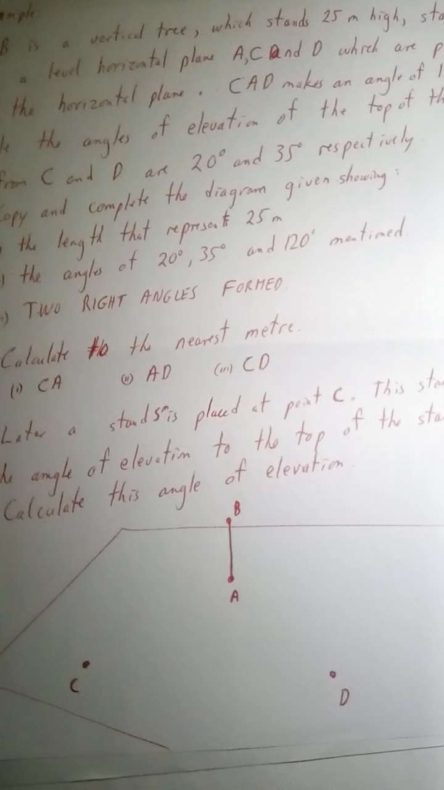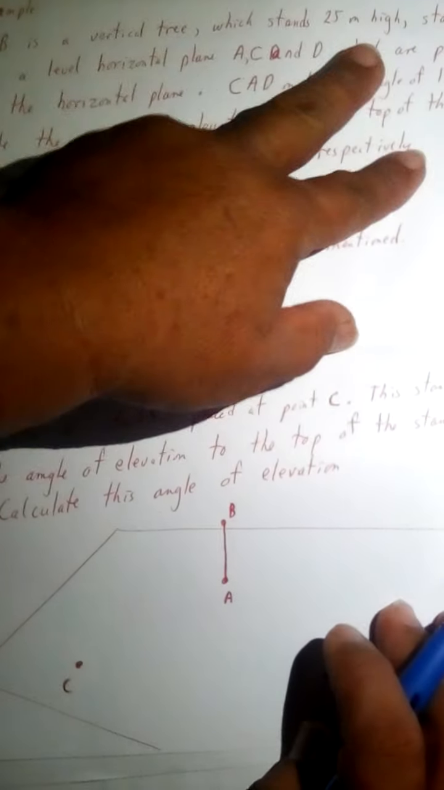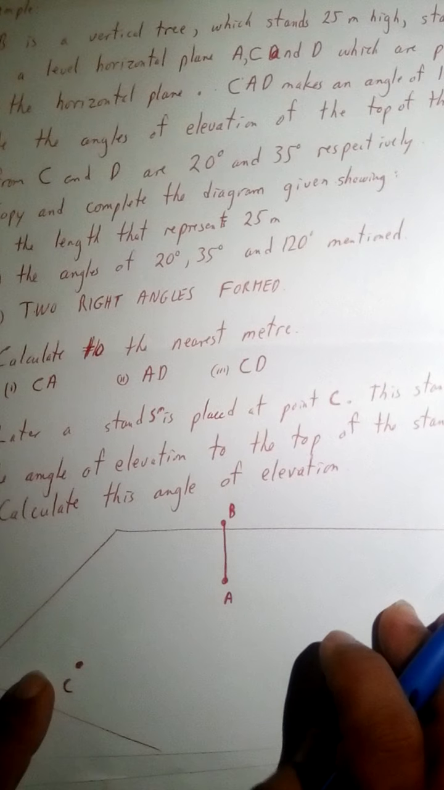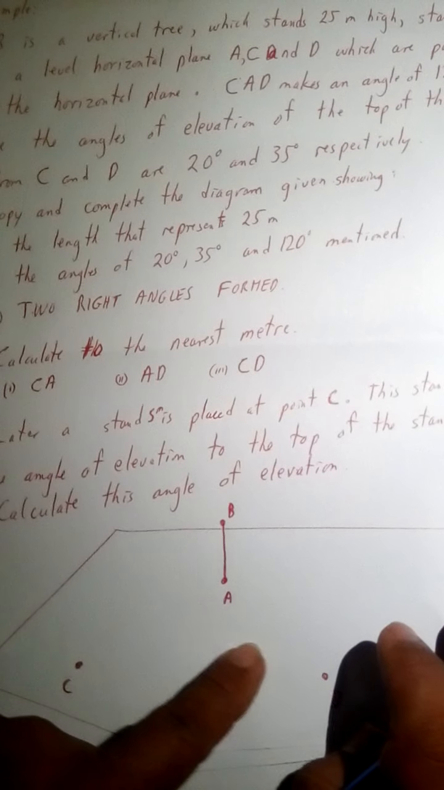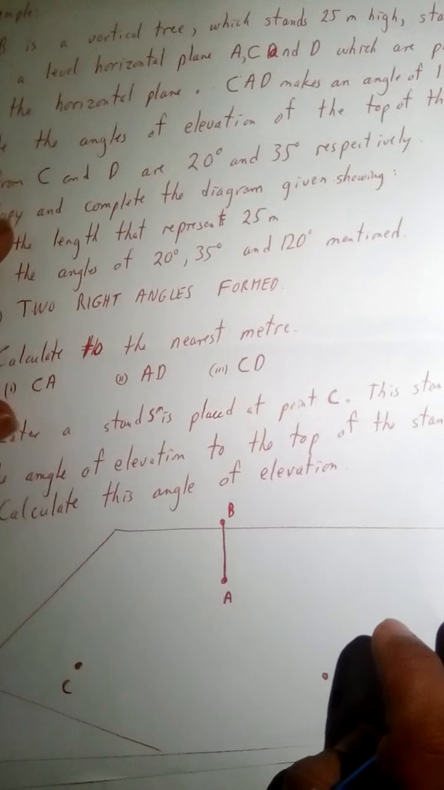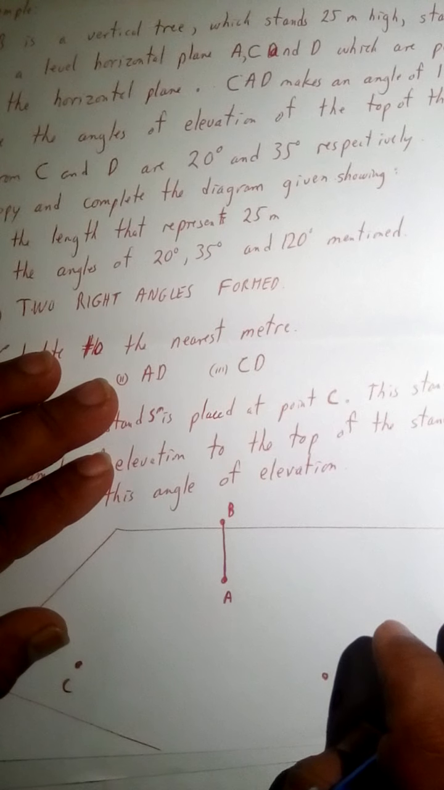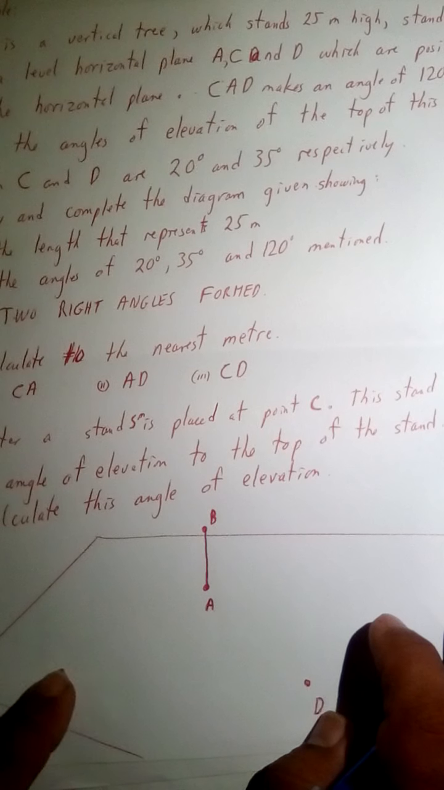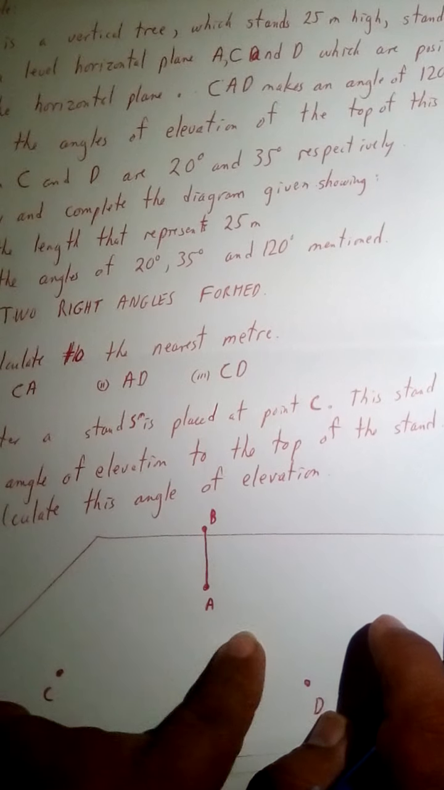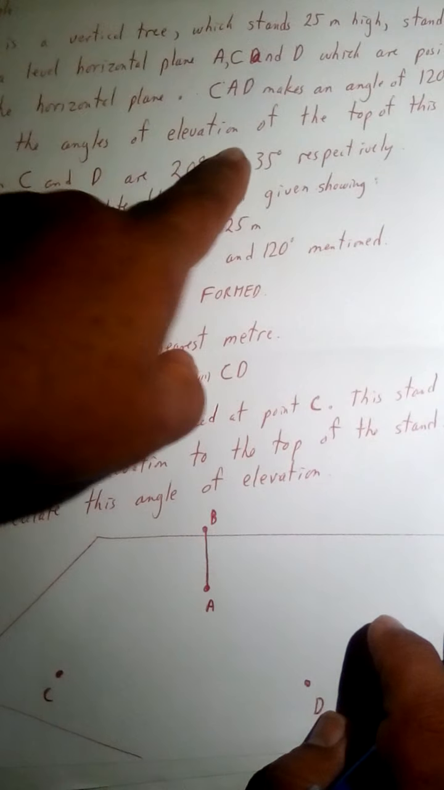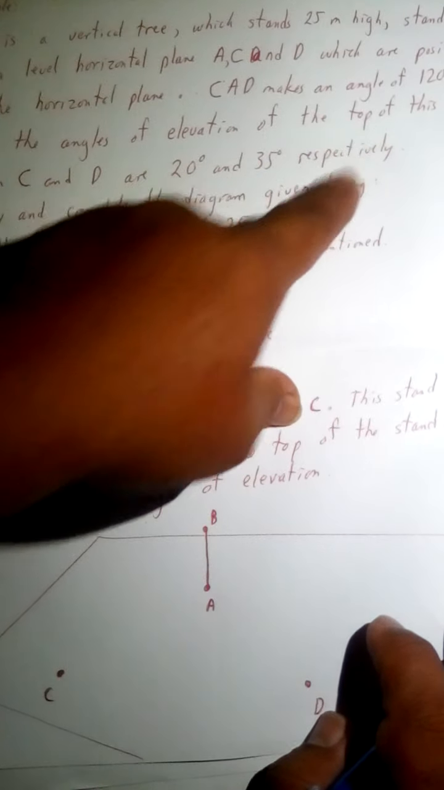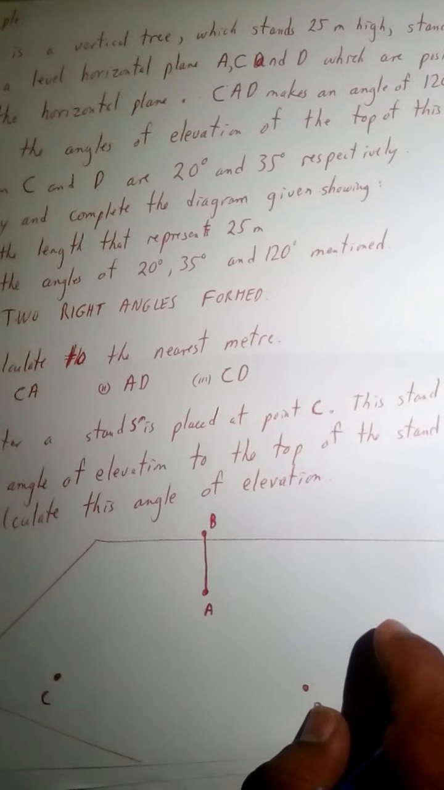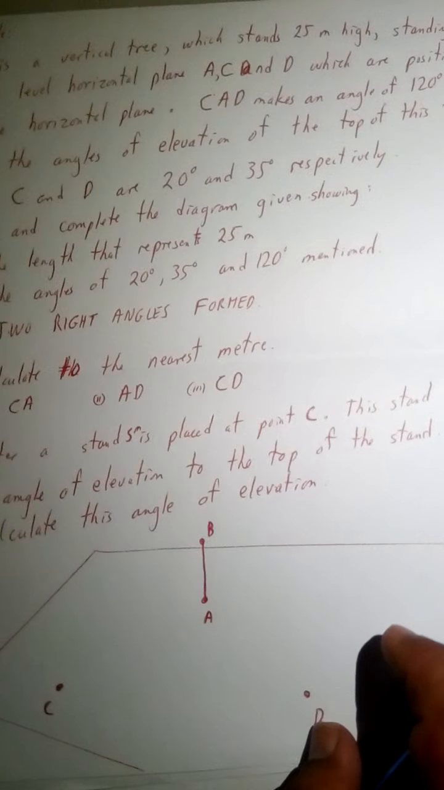So we put our labeling one time if we want. And standing on a level horizontal plane are A, C, and D, which are positions on the horizontal plane. So it's on a flat surface. CAD makes an angle of 120, so that's the angle of 120, while angles of elevation of the top of this tree B from C and D are 20 and 35 degrees respectively. So let's draw the information given to us.